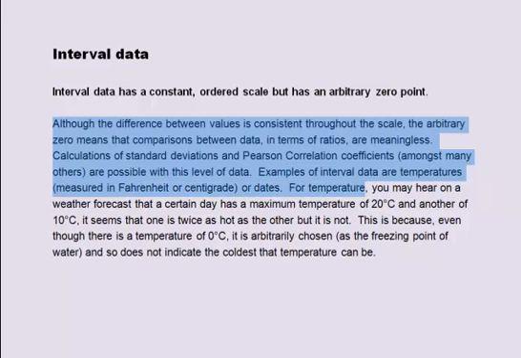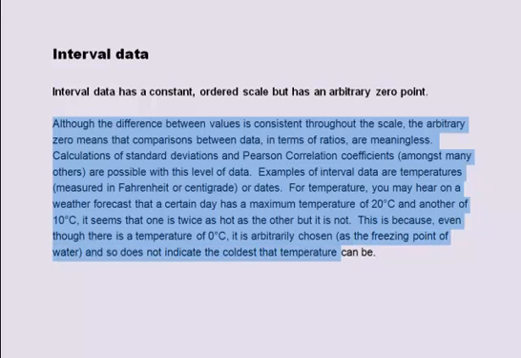For temperature, you may hear on a weather forecast that a certain day has a maximum temperature of 20 degrees C and another of 10 degrees C. It seems that one is twice as hot as the other, but it is not. This is because even though there is a temperature of 0 degrees C, it is arbitrarily chosen as the freezing point of water, and so does not indicate the coldest temperature that can be.